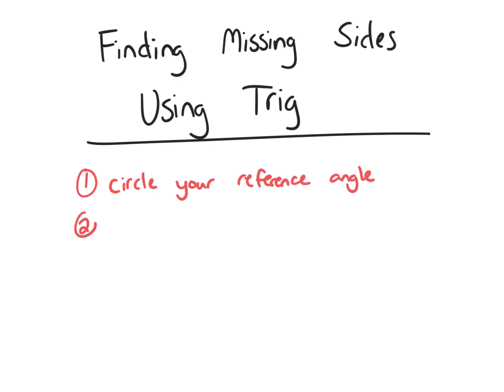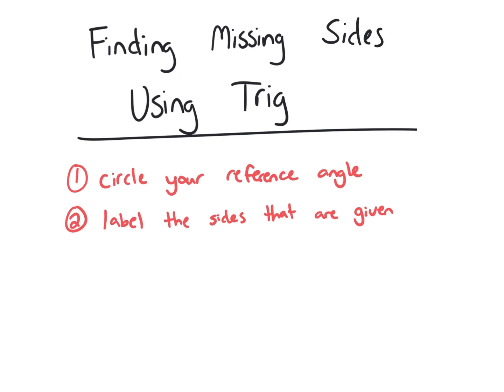Okay. Now, once we have our reference angle, what did we do after that? Label what? Yep. We're going to label the sides that are given. So what I mean by label is opposite, hypotenuse, and adjacent.